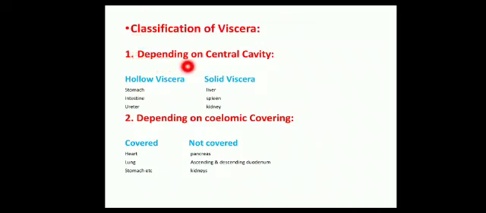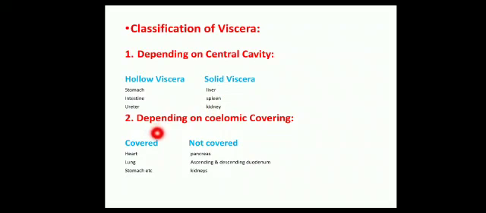How do you classify the viscera? The first classification is depending on the central cavity. For example, there are hollow viscera which have a central cavity, such as stomach, intestine and ureter, and there are solid viscera which don't have any cavity, for example, liver, spleen, kidney.